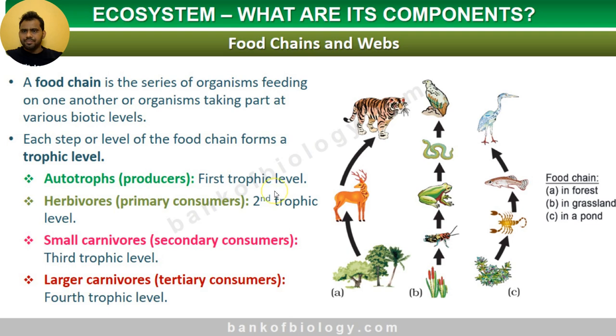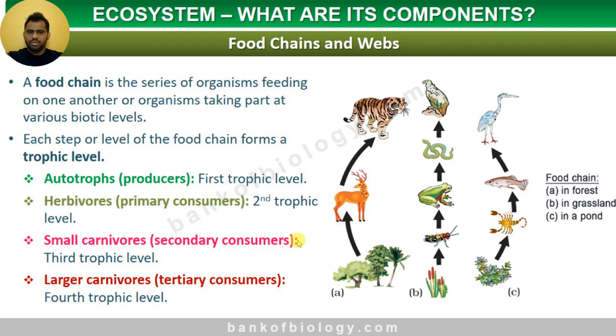Okay. Now let's go ahead and discuss the next topic. This topic is very important, the food chain and food web. A food chain is the series of organisms feeding on one another. So what is a food chain? The definition is important. Food chain is the series of organisms feeding on one another or organisms taking part at various biotic levels.